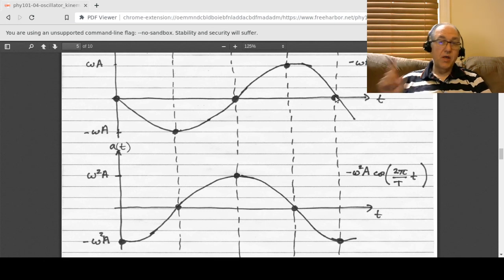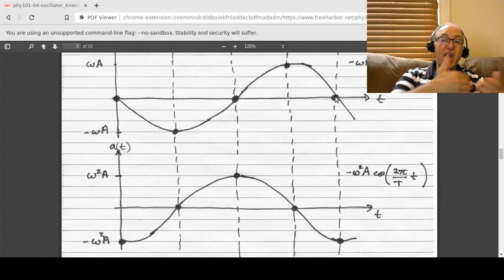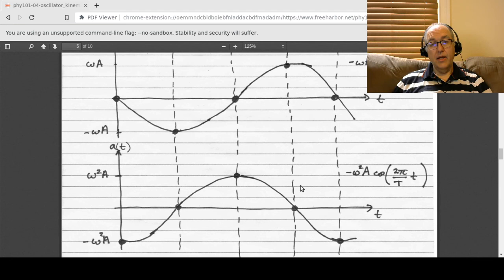Even though the velocity stops, you're being swung around as fast as possible. The velocity is 0, but the rate of change of the velocity is as big as it's going to get, and so you have a big negative acceleration, okay? And that's the relationship between the velocity as a function of time and the acceleration as a function of time.